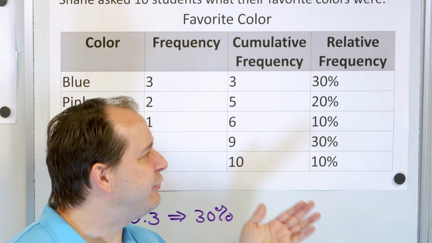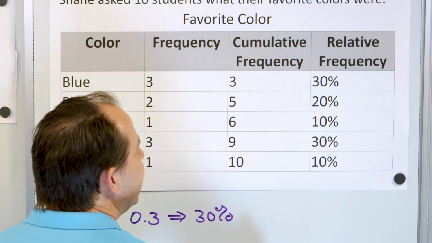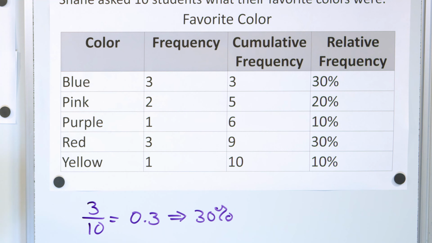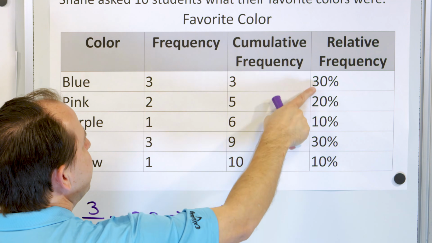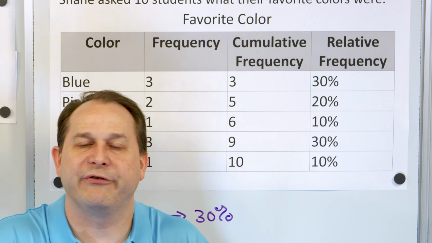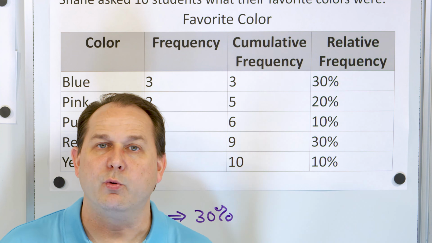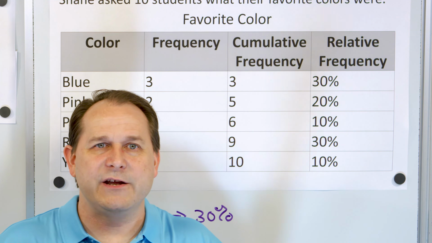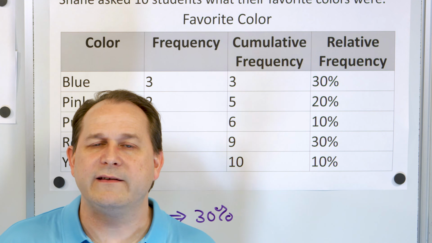Now, this is nice because you can look right away and say, okay, the least popular colors at 10% apiece are purple and yellow. The most popular colors at 30% each were red and blue. And that is a much better way to present this data in a frequency table with a relative frequency in a percentage, because then you can just easily digest what the data is telling you.